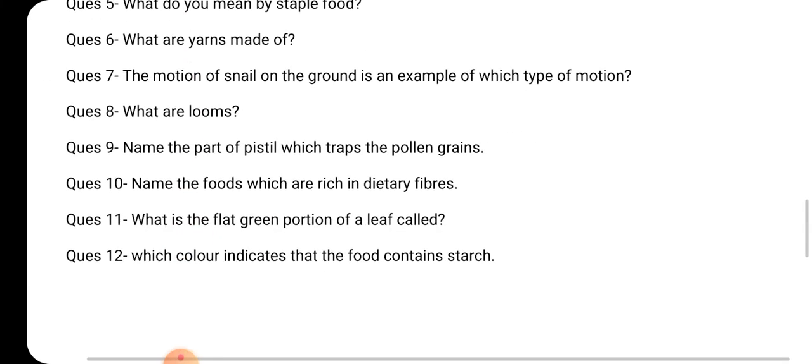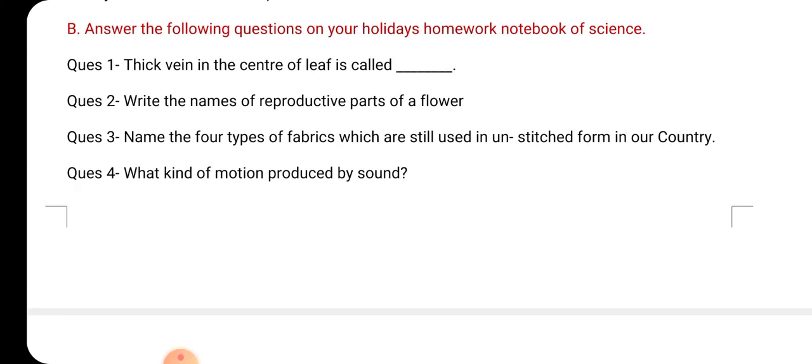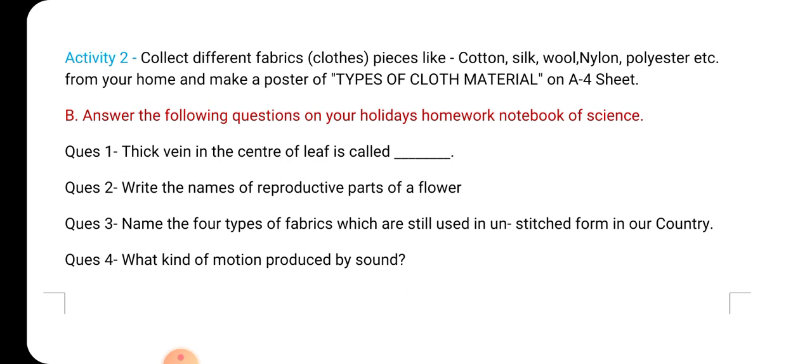Now the next one is the question answers. These are some question answers. There are 12 question answers, and these are one word question answers that you have to do. You will do these question answers and your first activity, these things, in your separate science holidays homework notebook.